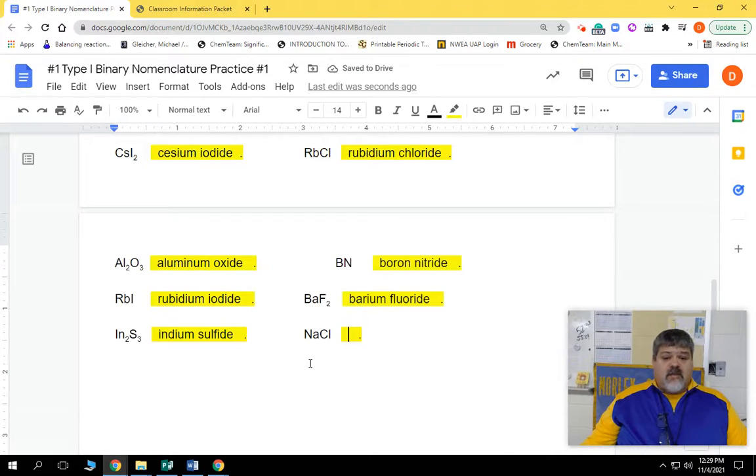And our very last one. We know this is table salt, but I don't want you to write table salt. I want you to write the nomenclature name. Na is sodium, and Cl is chlorine, so we change it to chloride. Okay, and as far as we go, that's it. Hopefully this helped you understand how to answer any of these questions.